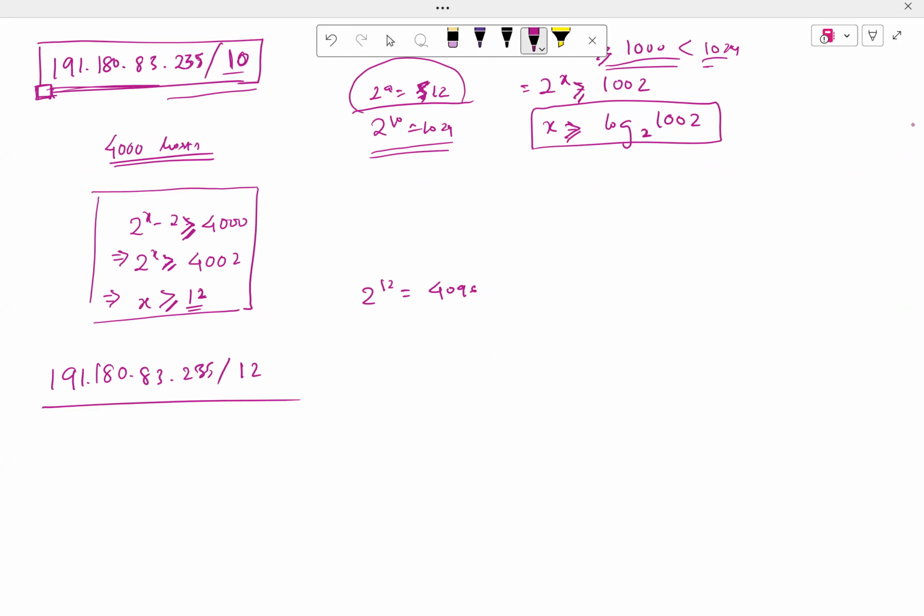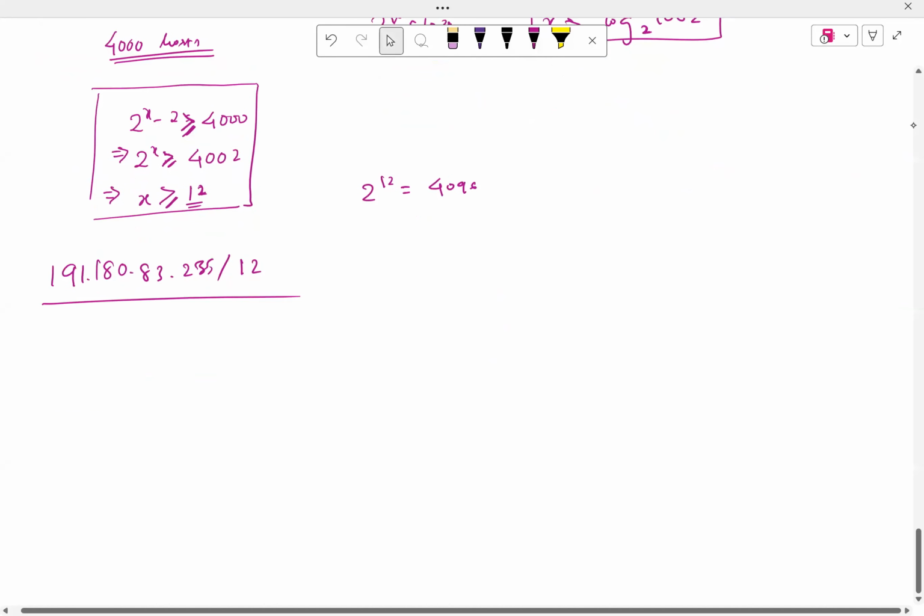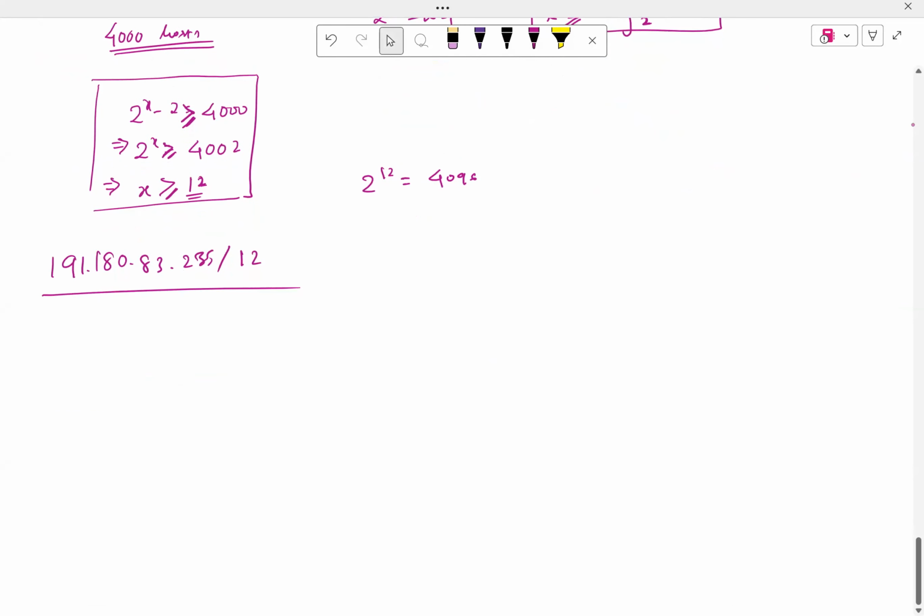180.235/12. So if this is one of the hosts in this network that you bought, what is the broadcast address? What you do is, your last 12 bits are the host. So the first 8 bits are host and 4 bits from this are host. So you put your 191, 180 as it is.